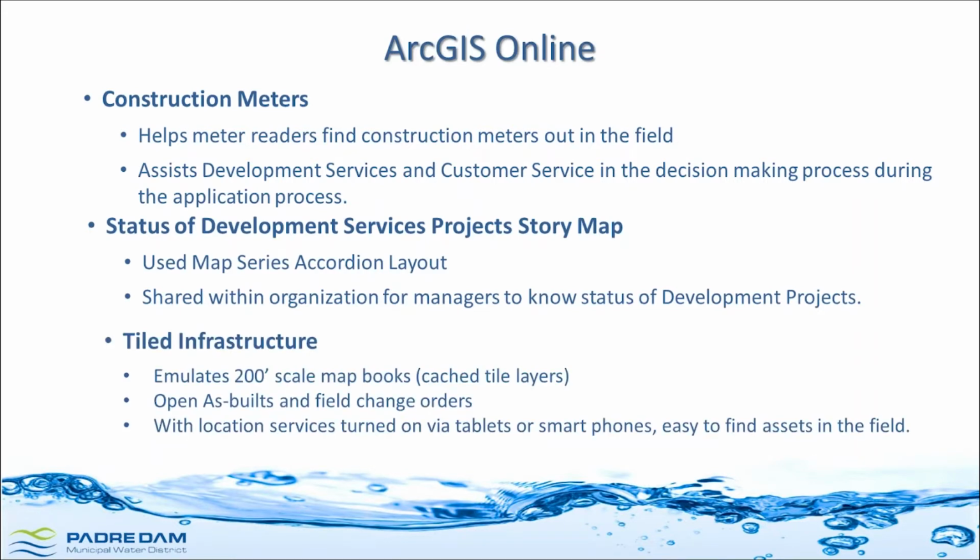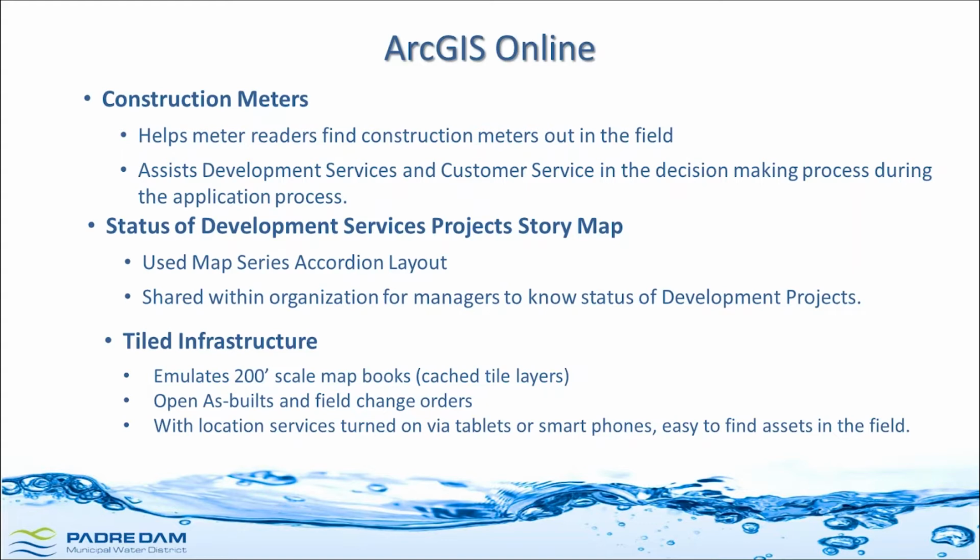And then this one is actually a really important one, the tile infrastructure, as we called it, because they're cached layers, and I made it look like their 200 scale map books. We add this one to most of our mapping, so as they zoom in they can see more of the infrastructure. We also uploaded some as-builts and change orders, so when they're out in the field they can click on it and view that as well. And they have found this very nice.